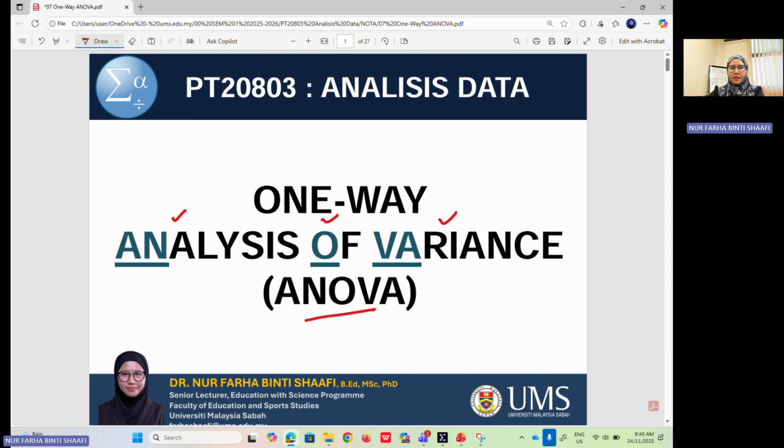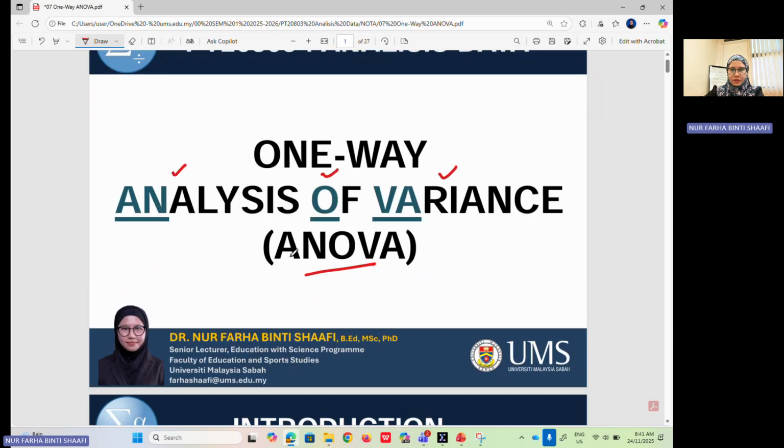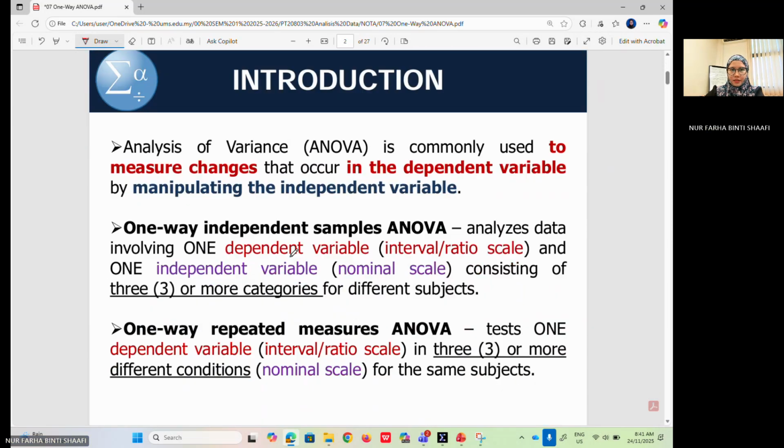And if you recap our last class, we learned about the independent sample t-test that I really emphasized to you. I will explain a little bit about the differences between those two, the independent sample t-test and this ANOVA, because both of these analyses are used to compare the means. So let's take a look at the introduction first.